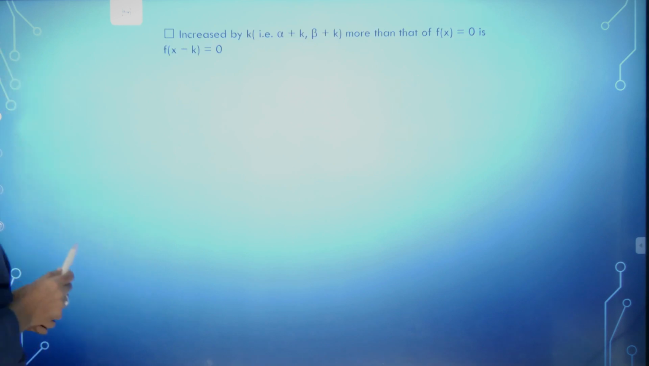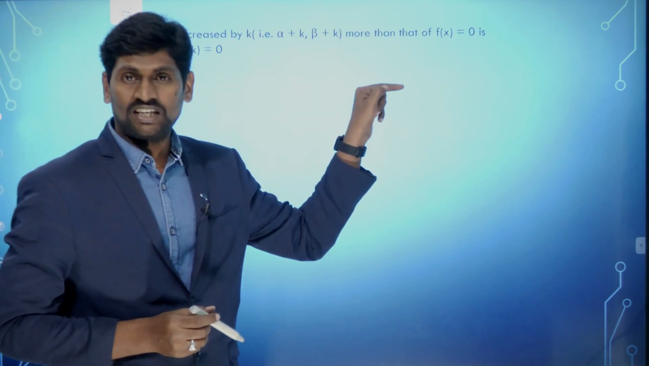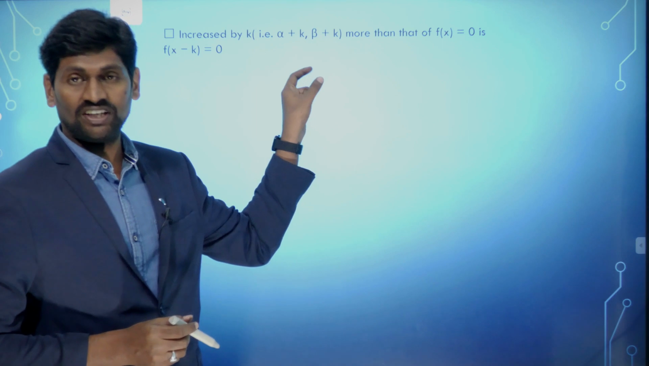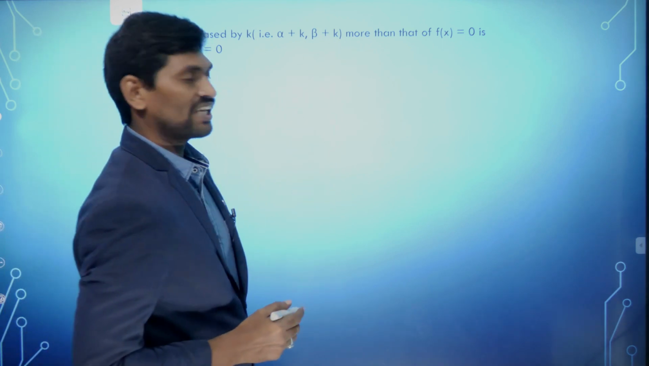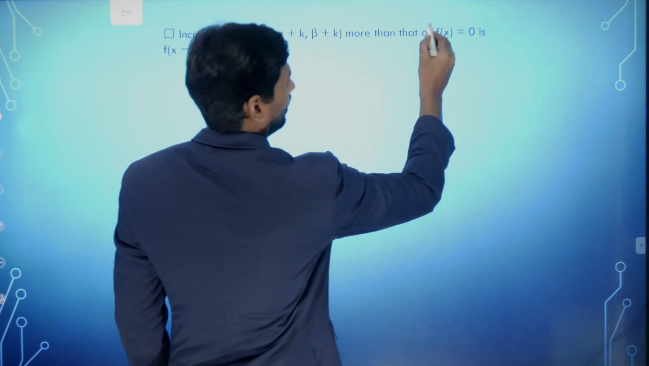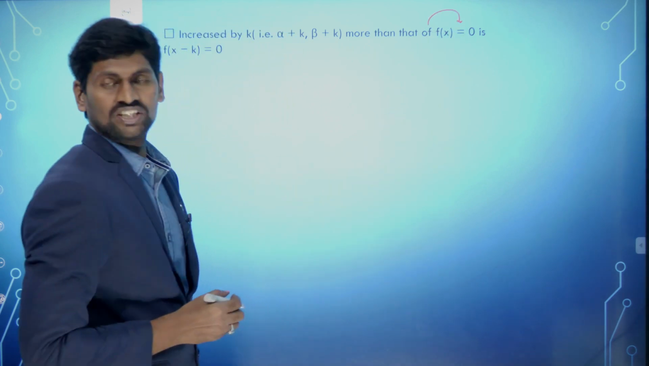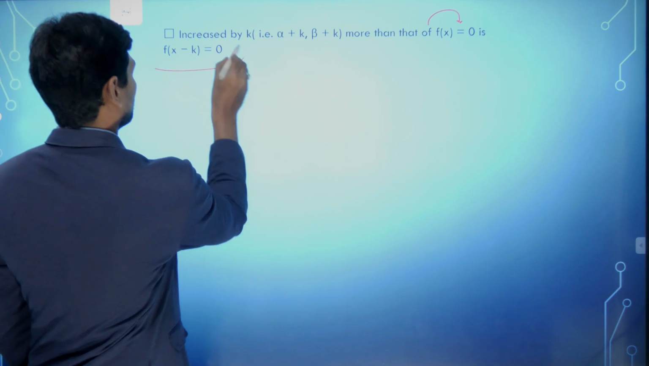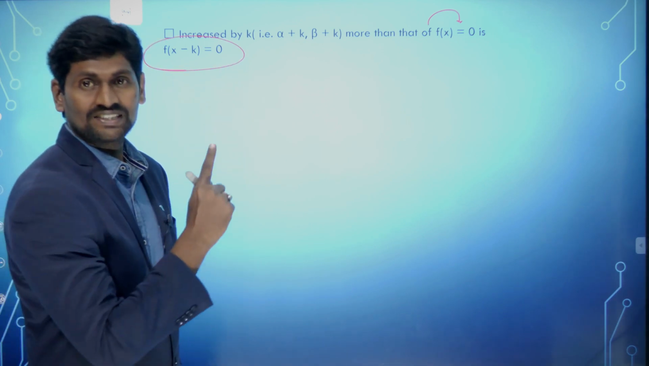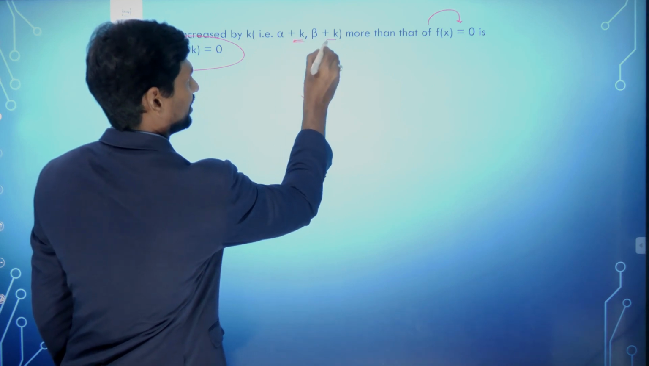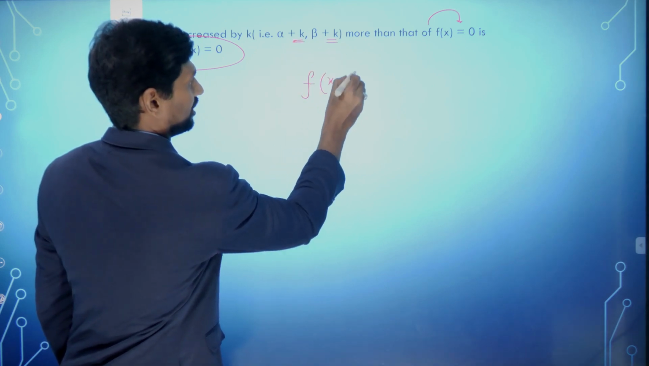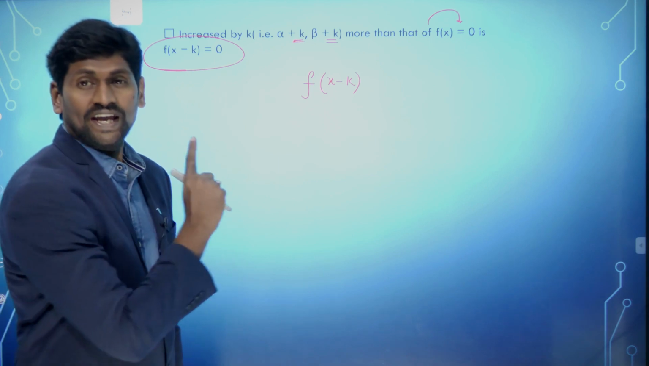Same way, alpha plus k, here adding one constant where k is a constant. Alpha plus k, beta plus k are roots of this f of x equal to 0. Then the equation is f of x minus k. Here you should identify that here plus k is given, but in the required equation we need to take x minus k.